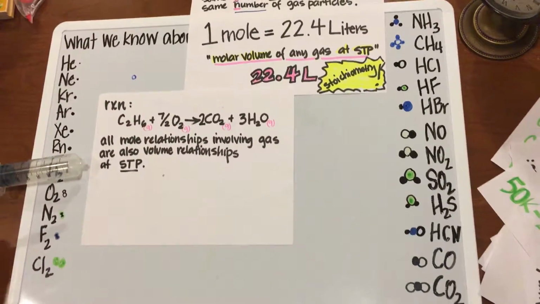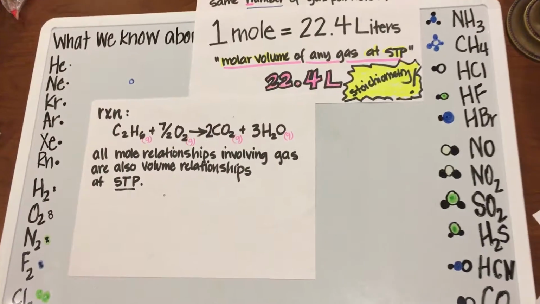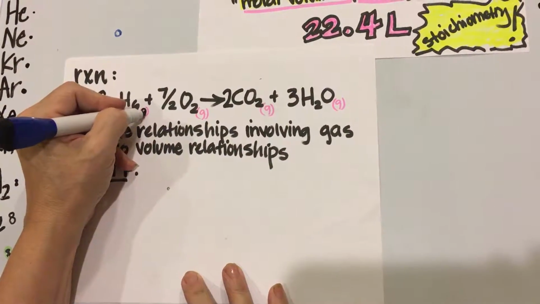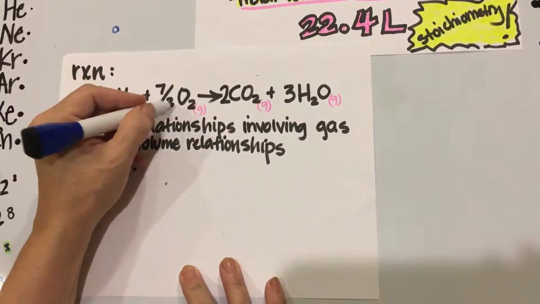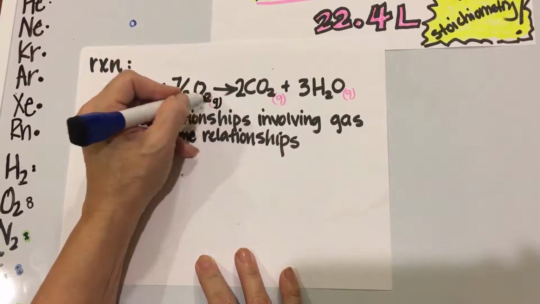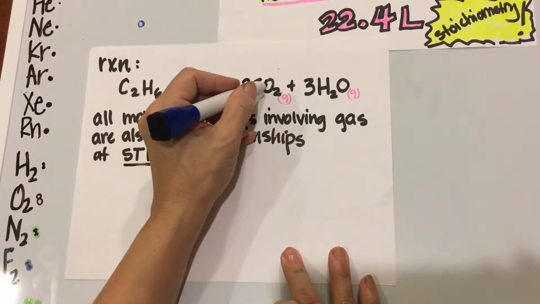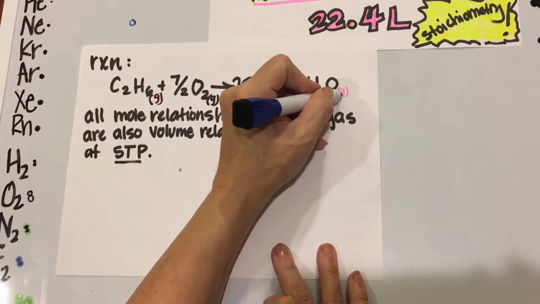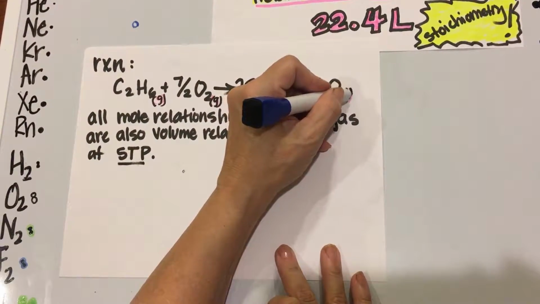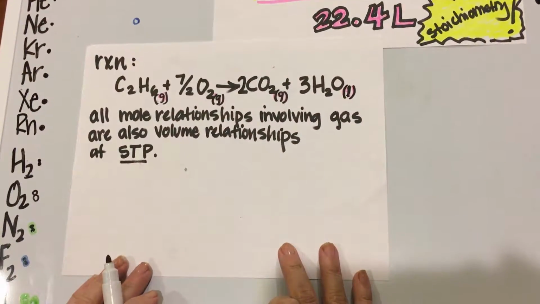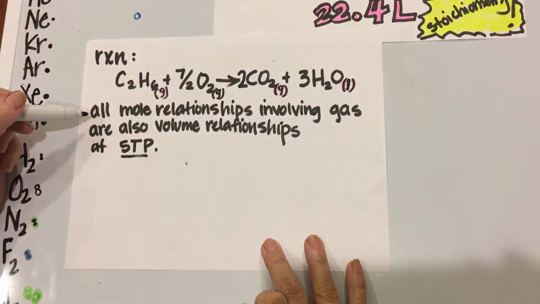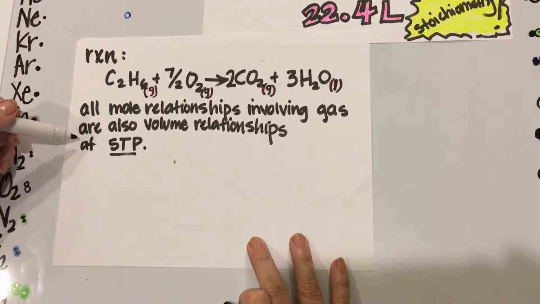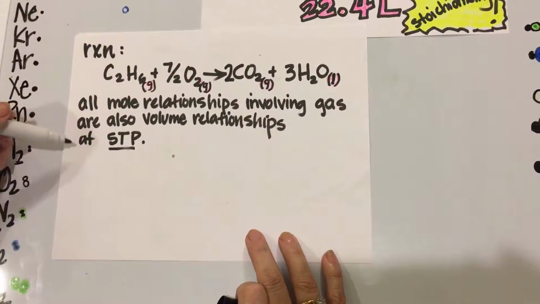Here's another reaction. C2H6. That's ethane gas. Plus 7/2 O2 gas. Form 2 CO2 gas and 3 H2O. Well, at STP, that's probably a liquid. That's probably not a gas. All the mole relationships involving gases are also volume relationships at STP.